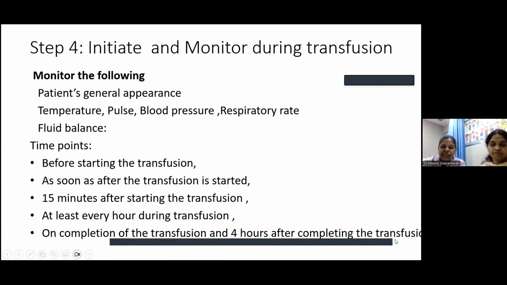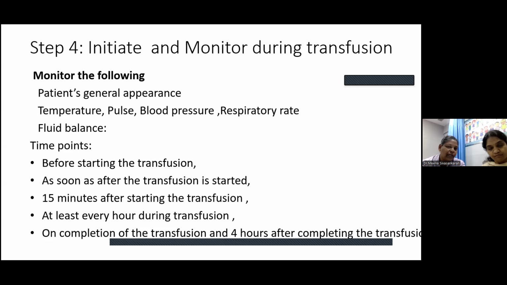In step 4, initiate and monitor the transfusion. During transfusion, we should monitor the patient while giving platelet or blood product transfusions. First, we should check the patient's general appearance, temperature, pulse, blood pressure, respiratory rate, and fluid balance. We should also maintain the IV fluid intake output chart.